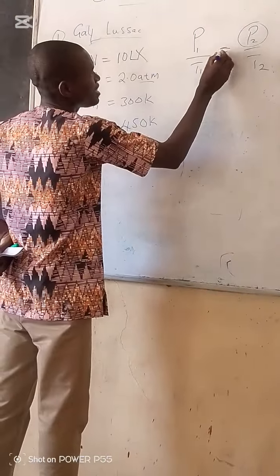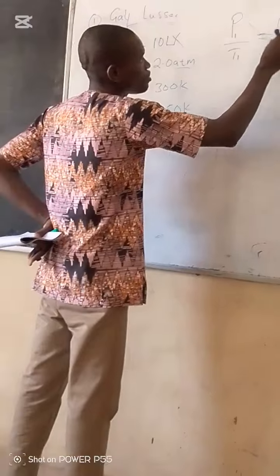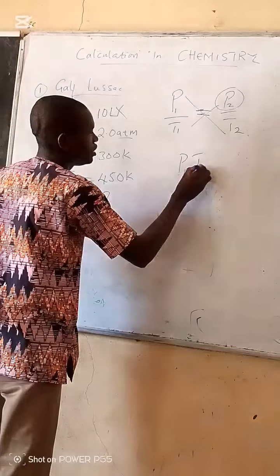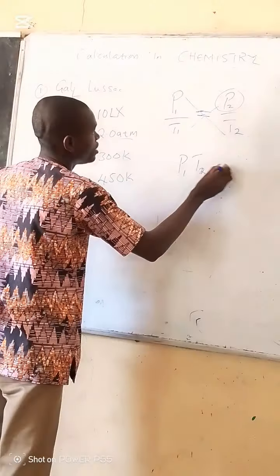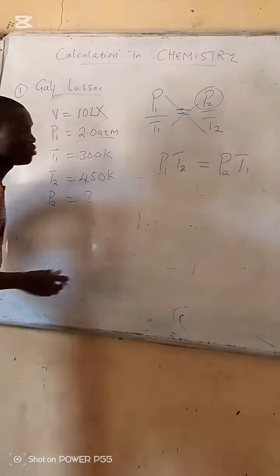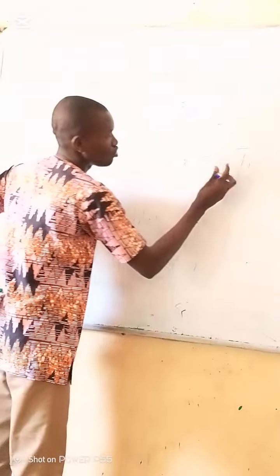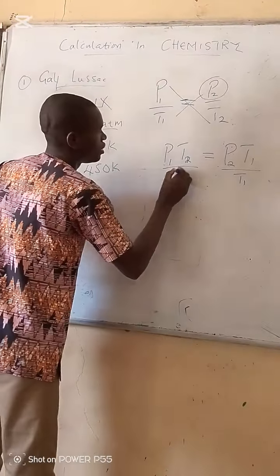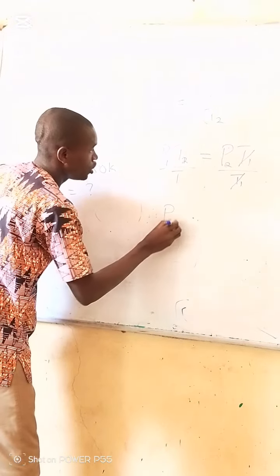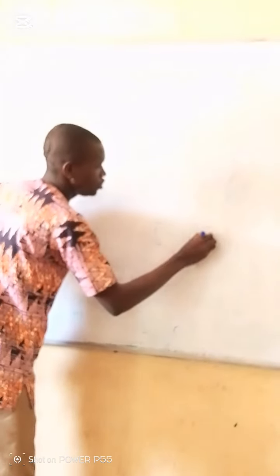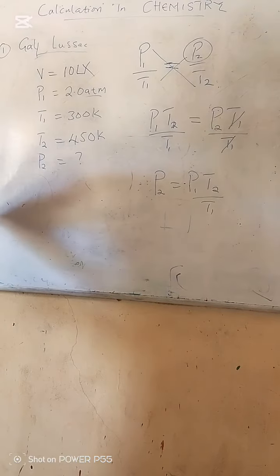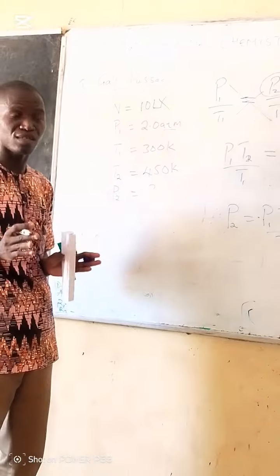So from here, because there is an equality sign, I will cross multiply so that I'll have P1 T2 is equal to P2 T1. So this is what I have. Remember, I'm looking for P2, so I will divide both sides by T1. T1 will go with T1. So my formula is P2 is equal to P1 T2 all over T1. So this is the formula we are going to use. It is very simple.